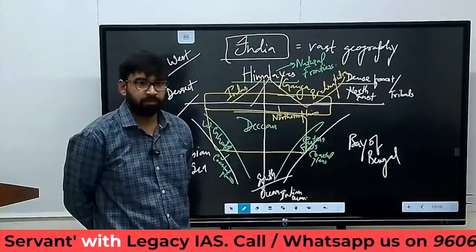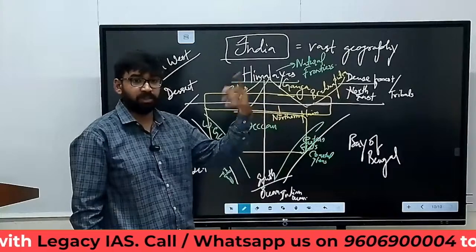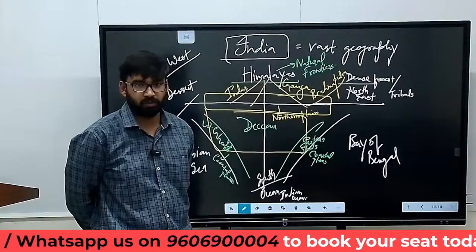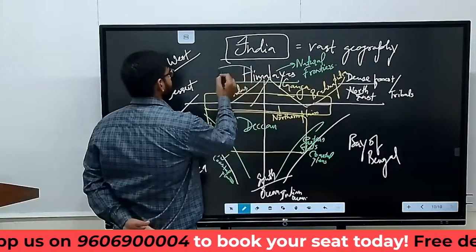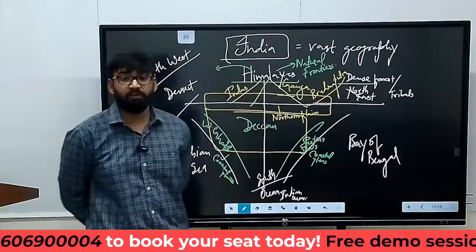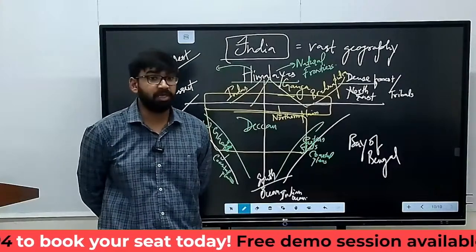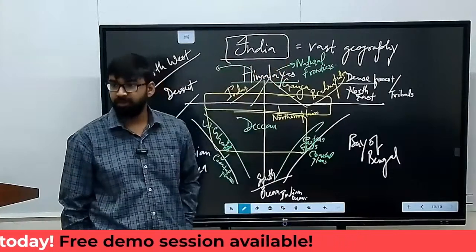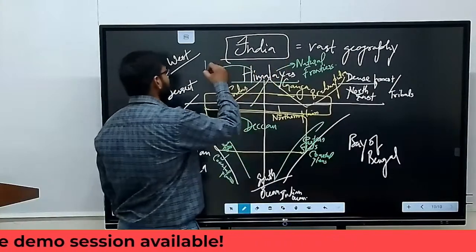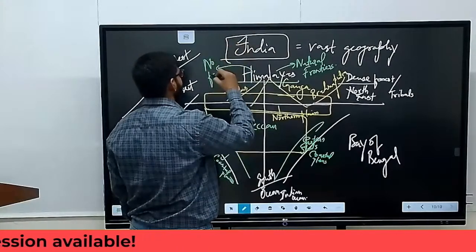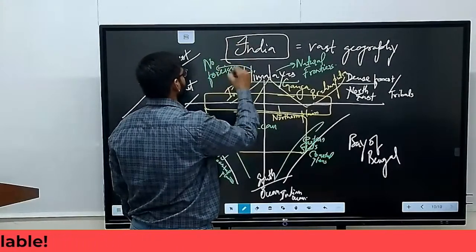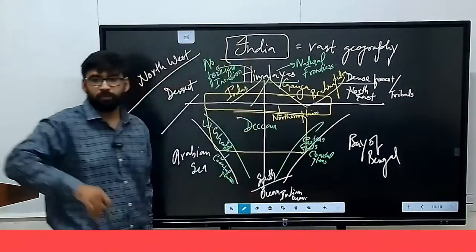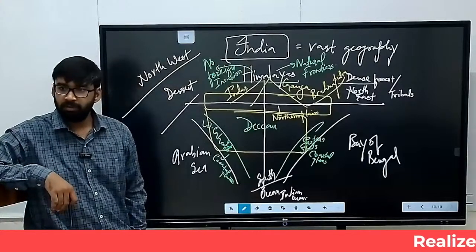Getting my point? So this is a part of Indian geography, but it is connected with history also. Now, how do Himalayas protect India from invasion? Because Himalayas are natural borders, no enemy can enter from the Himalayas. So you will see no foreign invasion from the Himalayas since ancient times. Clear?